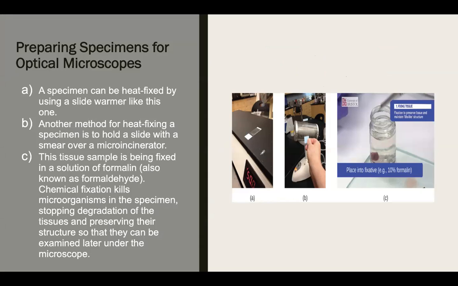So heat fixing, we have a hot plate like this one in this picture. You can just keep the slide on the hot plate. That actually works. Basically, we provide a little amount of heat. And this is the micro incinerator. In this lab, we usually use the micro incinerator. We just hold the slide in front of the micro incinerator for 2-3 seconds, and the specimen gets fixed onto the slide.